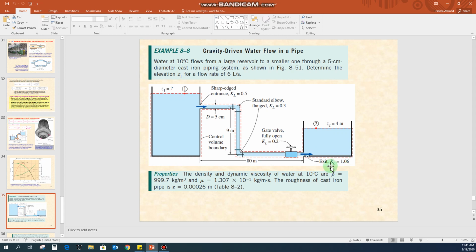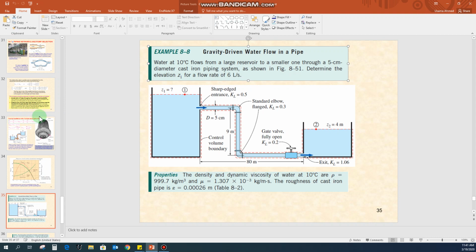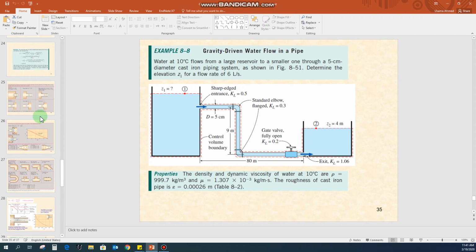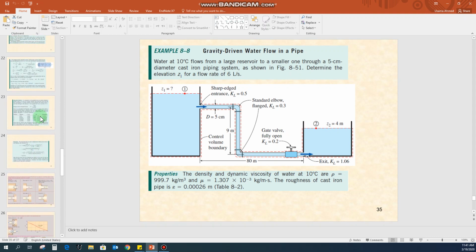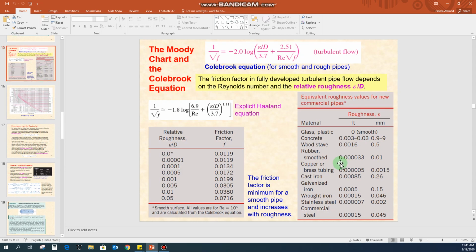So what we can do here, first of all, we are dealing with the cast iron piping system. We have to first see what is the roughness of the cast iron pipe. So you can go back to the table where we have the chart for the different pipelines. For this cast iron pipeline, the roughness is 0.0085 feet, and in terms of millimeter, 0.26.